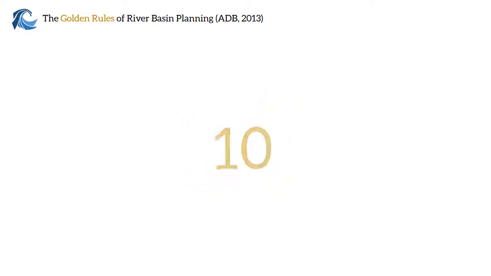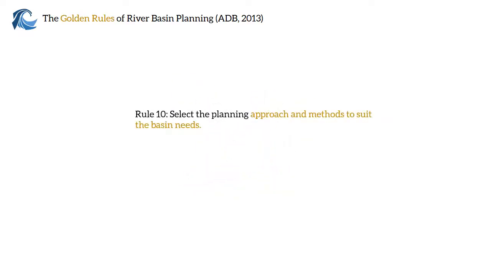And of course, number 10 is to select the planning approach and the methods to suit the basin needs. As I said earlier, basins are different. Basins are not exactly alike across different areas. Even within one country, they're not alike. And it's basically a mix and match approach of which method is best towards implementing a plan that would really benefit the basin, not just the environment, but also the social, economic, and even agricultural factors that may come into play when you're planning the basin.